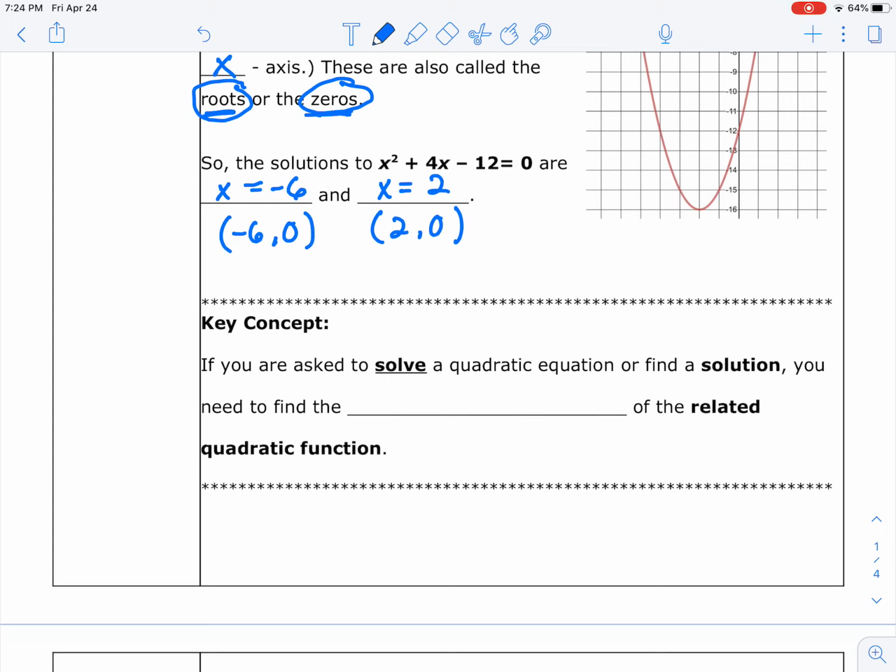So if you are asked to solve a quadratic equation or find a solution, you will need to find the x-intercepts, also known as roots or zeros of the related quadratic.